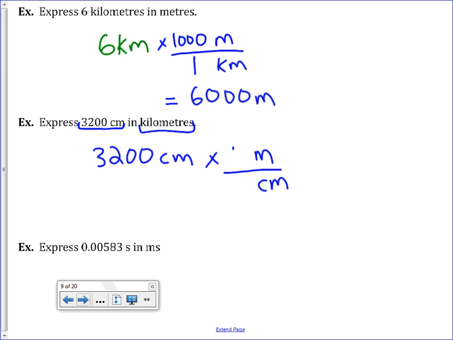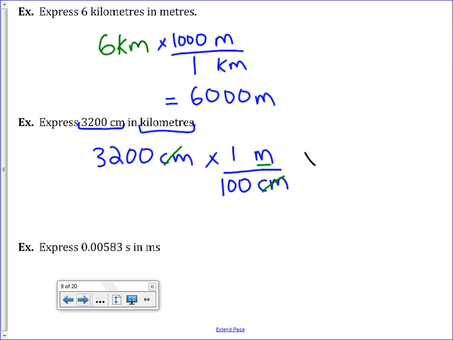So we know that for every 1 meter, we are going to have 100 centimeters. So we're going to take our number, divide it by 100. Right now, we have our units of centimeters canceling out, and right now we're in units of meters. We need to get to kilometers, so we need to do another conversion.